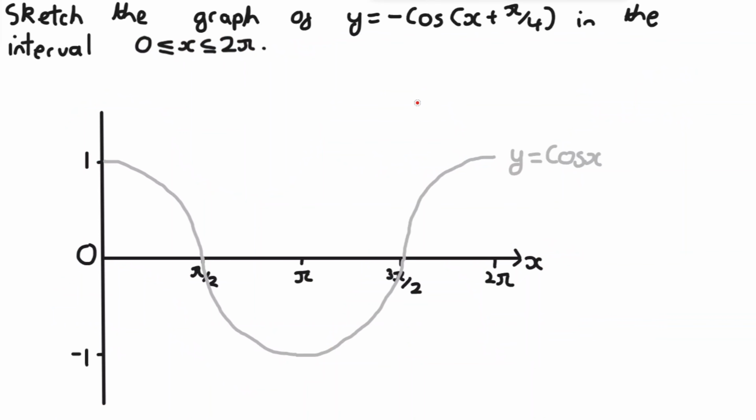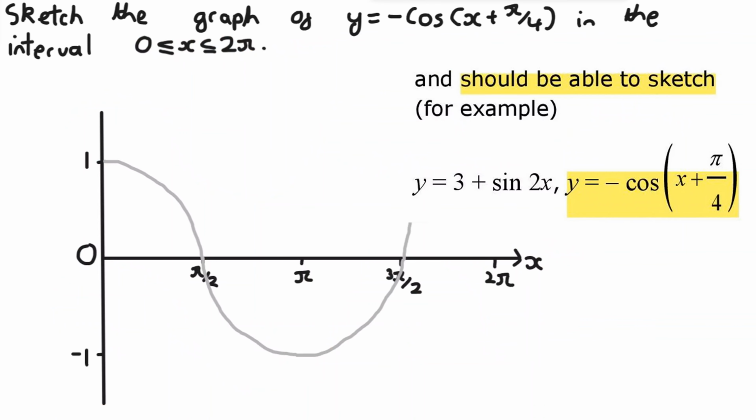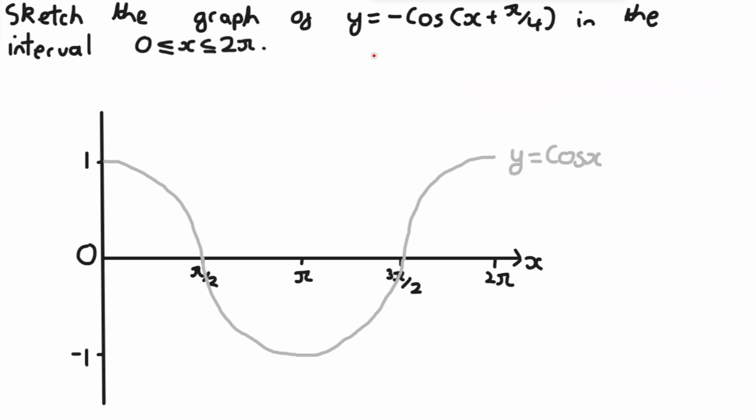So here's another multiple transformation question that's specifically mentioned on the spec, where we need to sketch the graph of y is equal to minus cos of x plus pi over 4, where pi over 4 is 45 degrees, if you want to think about it in degrees, in the interval 0 to 2 pi, so it's going to be 0 to 360 degrees, if you want to think about it in degrees.